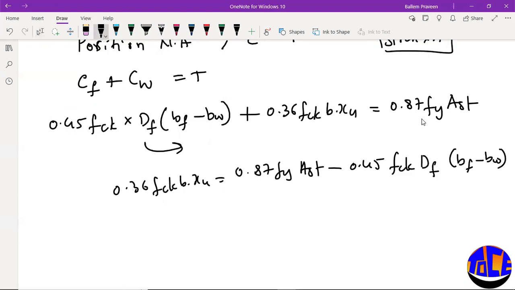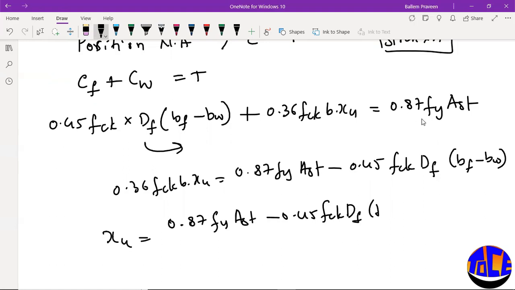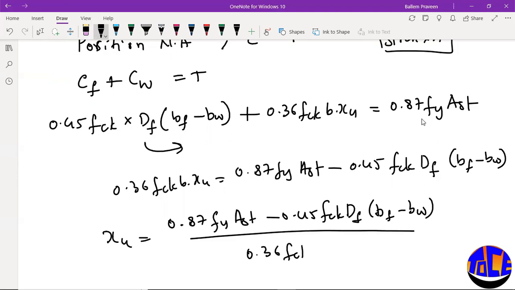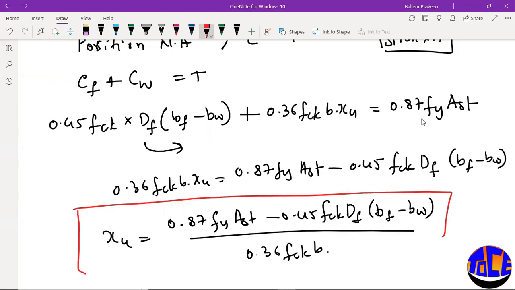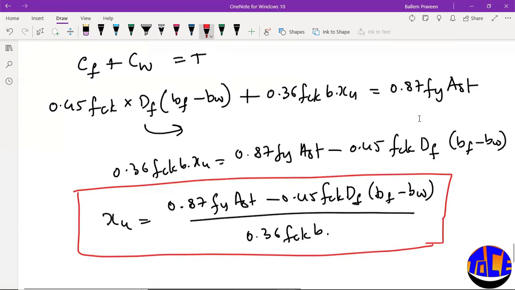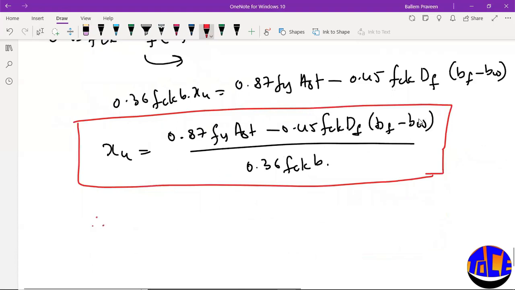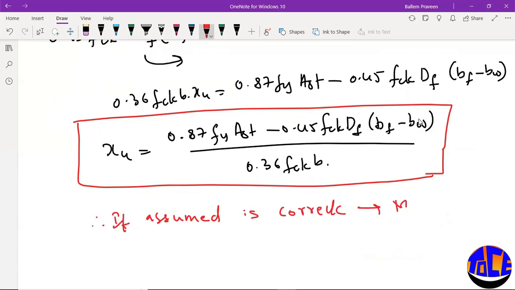So we need to find xu. xu is equal to 0.87 fy Ast minus 0.45 fck df into bf minus bw, divided by 0.36 fck into b. Using this formula, we can find the neutral axis, and we can check whether whatever we have assumed is correct or not. If whatever we have assumed is correct, then we can calculate the moment of resistance.